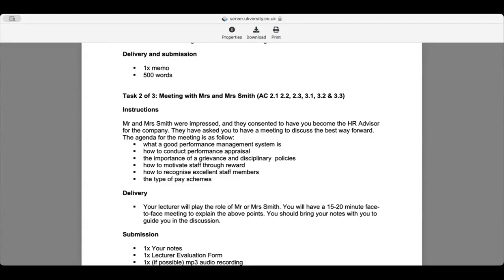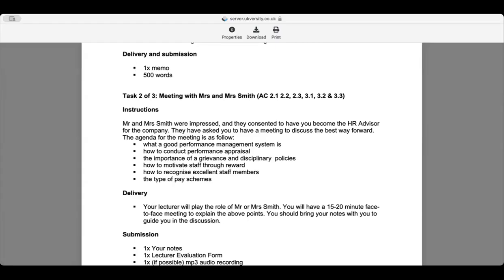Explain how motivation is linked to higher productivity and job satisfaction. Introduce theories of motivation such as Maslow's hierarchy of needs or Herzberg's two-factor theory. Emphasize how reward and recognition boost employee engagement.